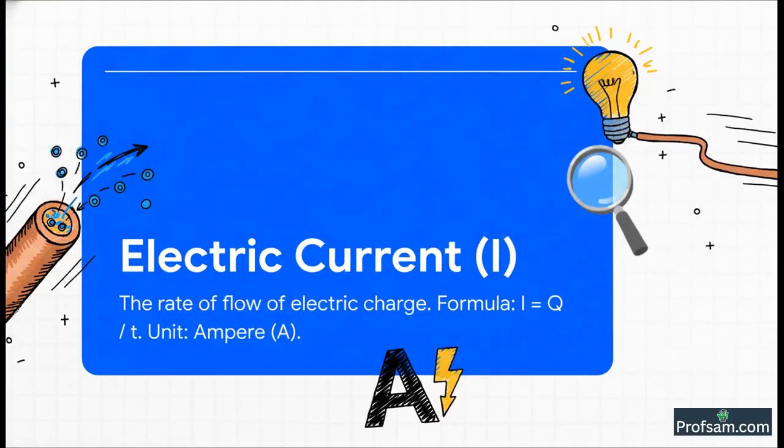So, what is electric current, which we represent with the symbol I? According to the textbook, it is defined as the rate of flow of electric charge. It's that simple. It is not about how fast the charge moves, but all about how much charge passes a certain point in a certain amount of time. The formula, as you know, is I equals Q divided by T, where Q is the total charge and T is the time. And of course, the unit is the ampere, symbol A.